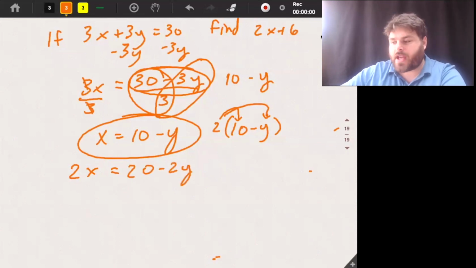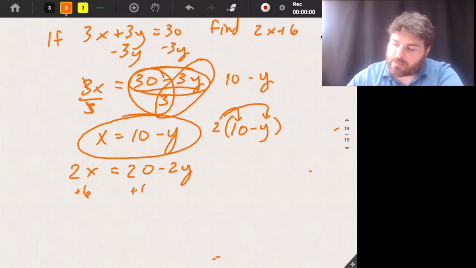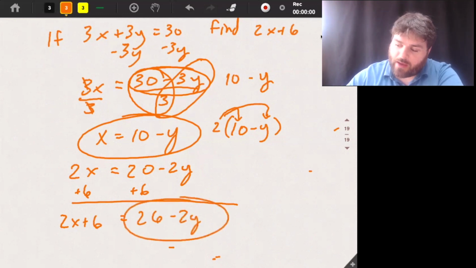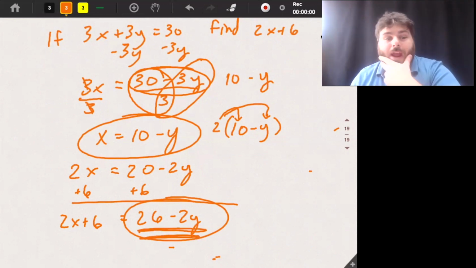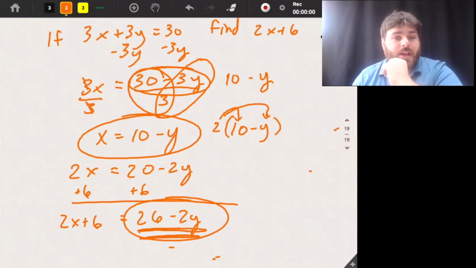Okay, I'm almost there. Remember, my goal was to make it say 2x plus 6. I've got it saying 2x. I just need to add 6. So if I add 6 to both sides, I get 2x plus 6 equals 26 minus 2y. And that would be my answer, 26 minus 2y. Now remember, that's a little more abstract because it's not just a number, but that's the strategy. Sometimes you're asked to find weird solutions. So instead of saying what is x, they could say what is 2x plus 6. Well, there's a way to do that. This example shows you how to do that.